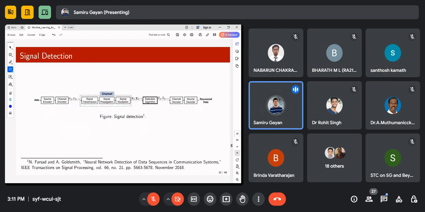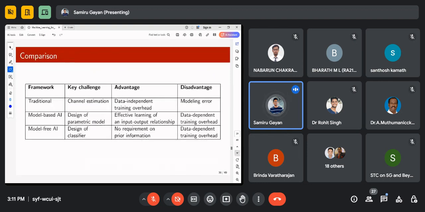Okay, so this is an example. There's a paper that has been done on it. So the challenge: there are goods and bads in anything, and these are the goods and bads of these two techniques as well.